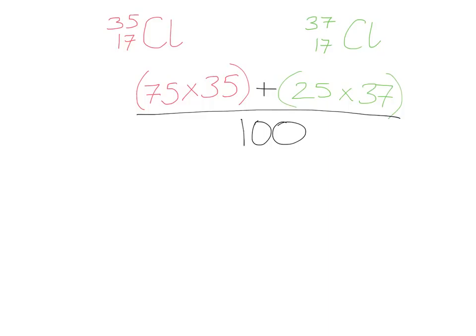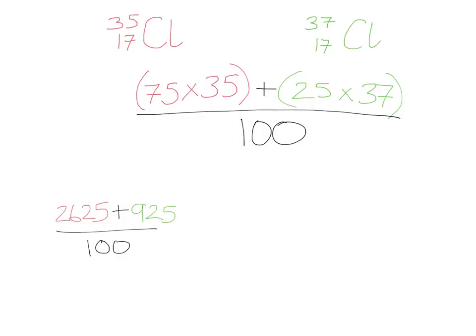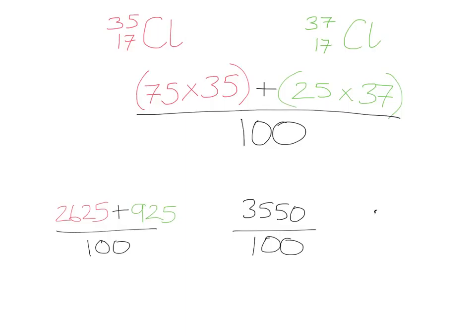This gives us 2,625 plus 925, divided by 100, which is equivalent to 3,550 divided by 100, which gives us 35.5, which is the value that we see for the mass of chlorine in the periodic table.